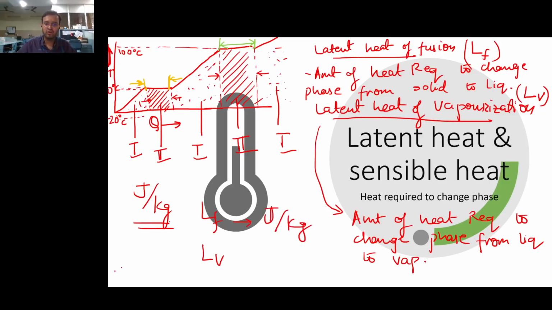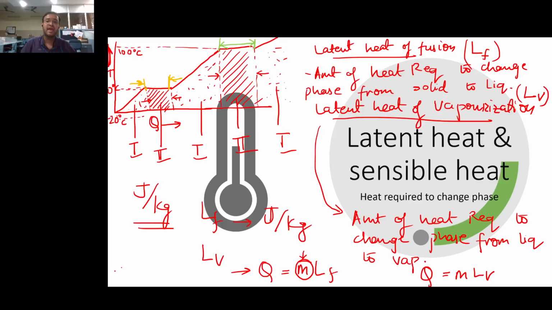And the total amount of heat will be just equal to Q equals M into LF, where M is the mass of the amount that you're trying to melt. This is going to be equal to the amount of heat that is required to melt M amount of mass. And similarly, the amount of heat required to boil that M amount of mass will be equal to M into LV.